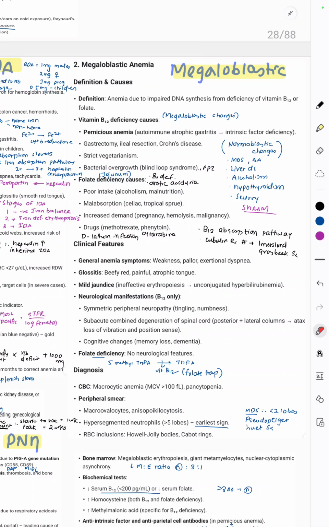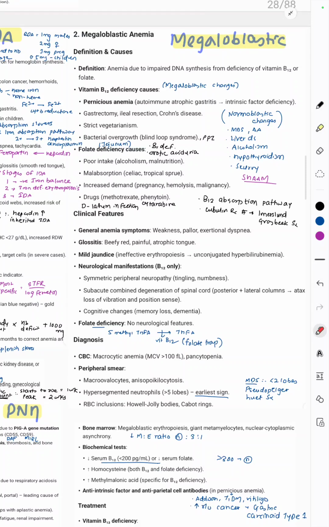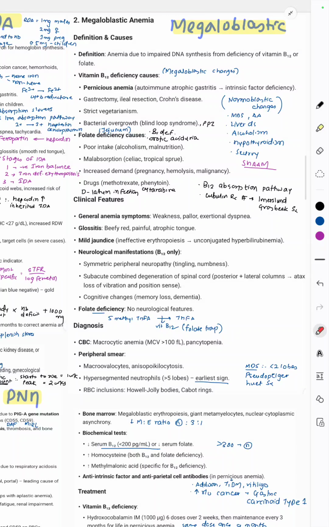Similarly, folic acid, which is maximally absorbed in the jejunum, its deficiency is because of poor intake, alcoholism, malnutrition, malabsorption in celiac disease, and increased demand in pregnancy and lactation, and due to some drugs, antifolate drugs like methotrexate, phenytoin, cytarabine, or due to Diphyllobothrium latum infection. So all these causes will lead to vitamin B12 deficiency and vitamin B9 deficiency. They will lead to megaloblastic changes.